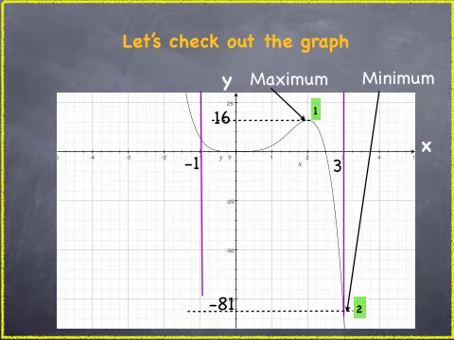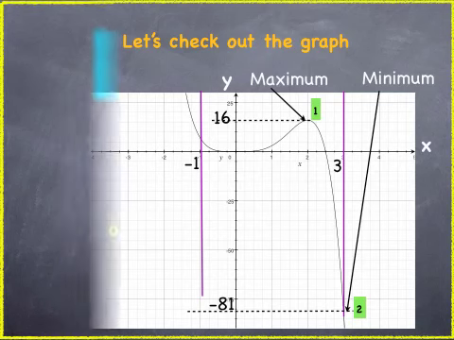So if you look at the graph, the highest value occurs at item 1, not x value 1. Item 1, our highest value there, the y value there is 16, which we already determined. The lowest value occurs at our endpoint, and that's at item number 2. If you notice, that's where our graph hits the lowest point, and it just happens to be at our right endpoint. Doesn't have to be, but that's what it is in our case. And the y value there was -81.